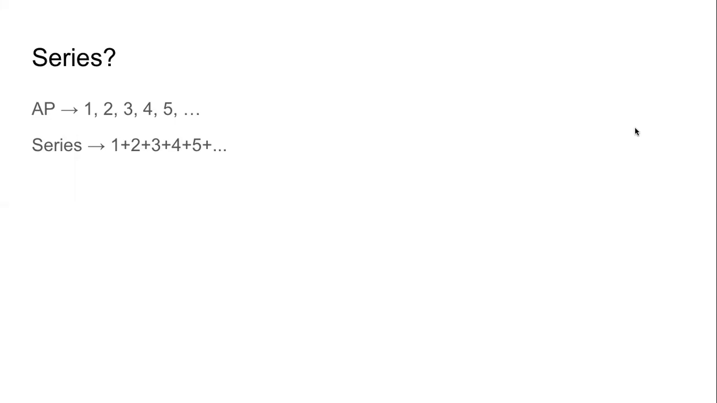But here, the concept of sum of first n terms is not a series, because it is not saying take the sum of all the terms. It is saying take the sum of, say, the first 5 terms. 1 plus 2 plus 3 plus 4 plus 5. This is the concept of sum of first n terms of the arithmetic progression. See the connection between the arithmetic progression and the sum of first 5 terms: 1, 2, 3, 4, 5.